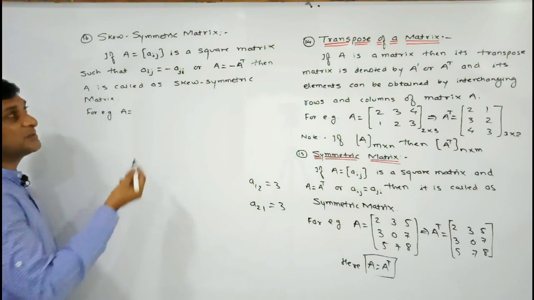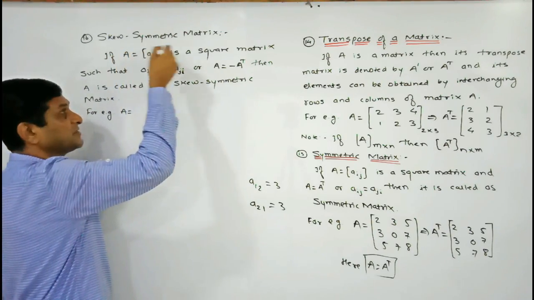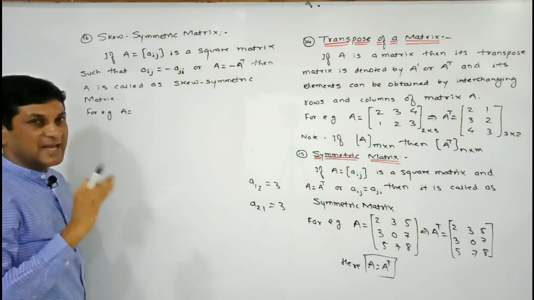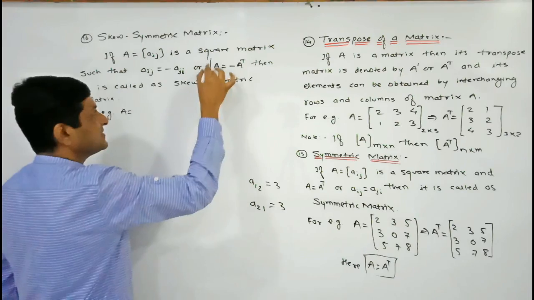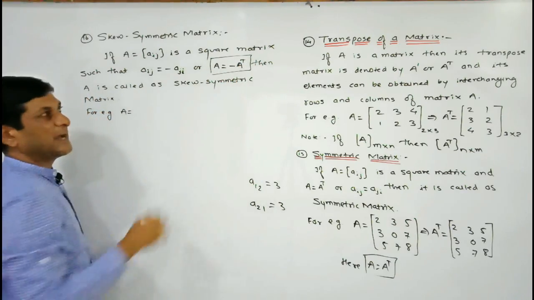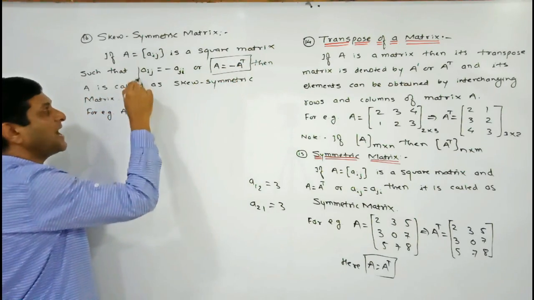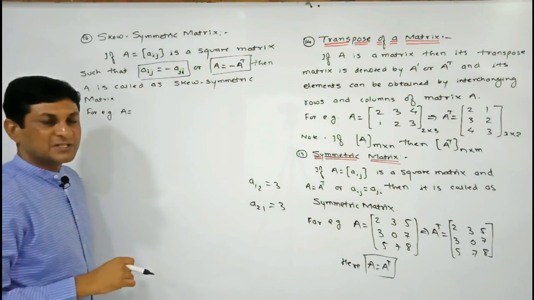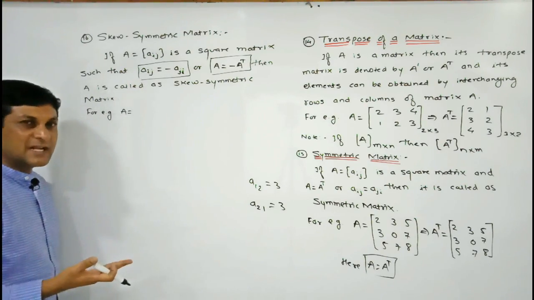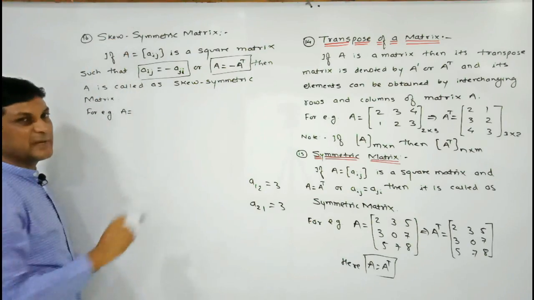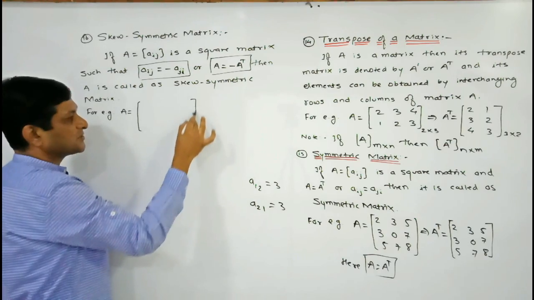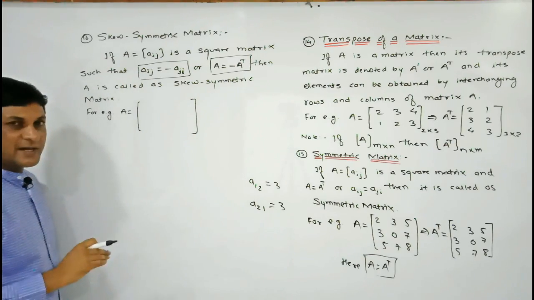Now in case of skew symmetric matrix, this matrix is what? A square matrix, and the elements of this matrix we have denoted by Aij. If this matrix satisfies the condition that A is equal to minus A transpose, or Aij is equal to minus Aji, if any one of these two conditions is satisfied, at that time we can say that the matrix is a skew symmetric matrix.